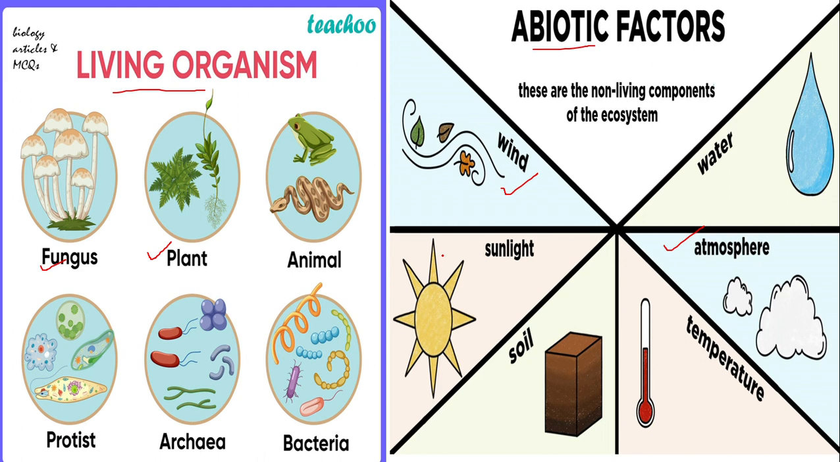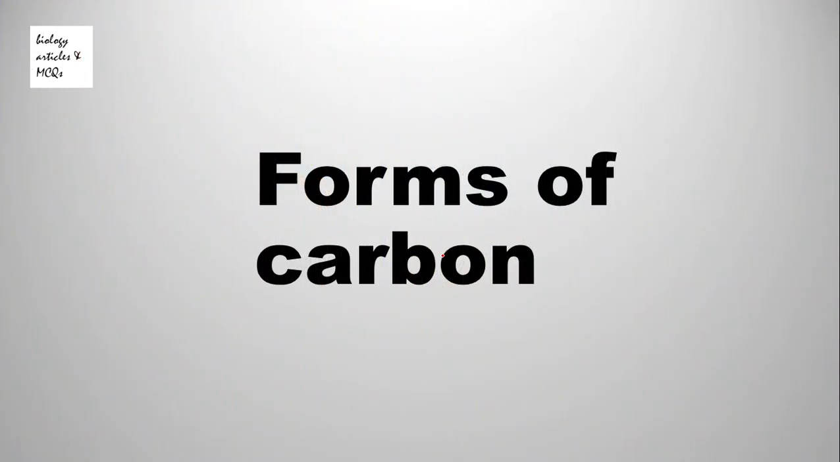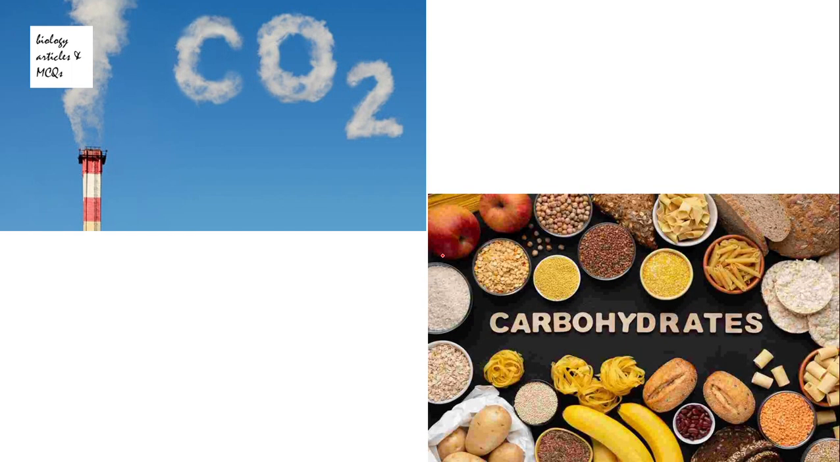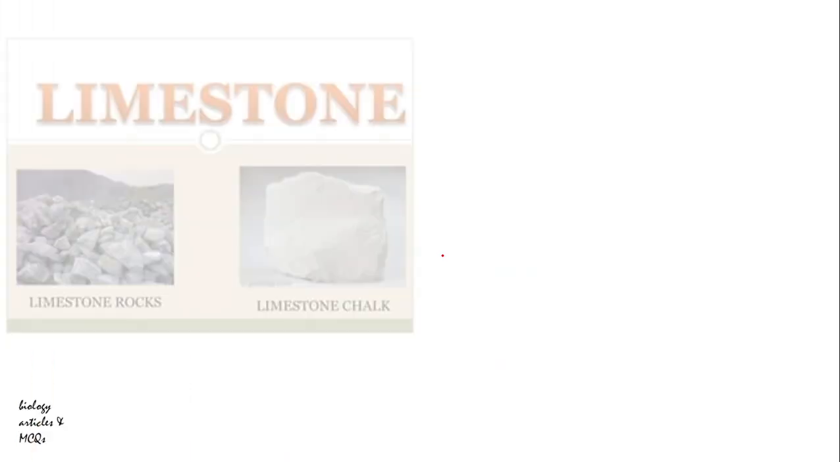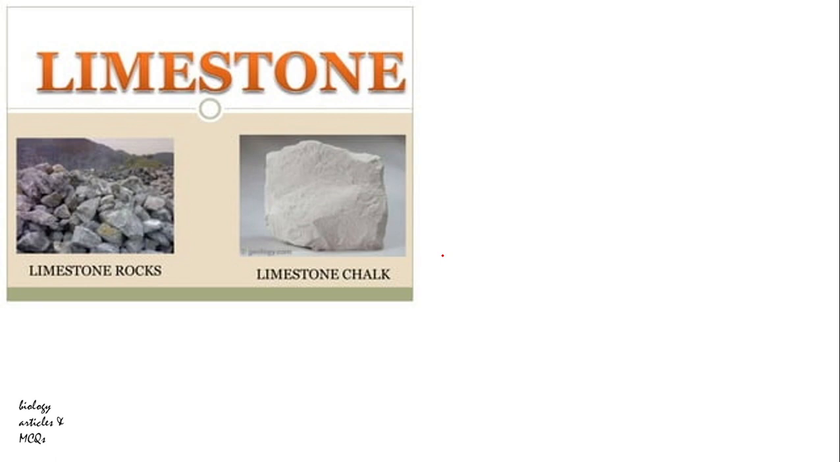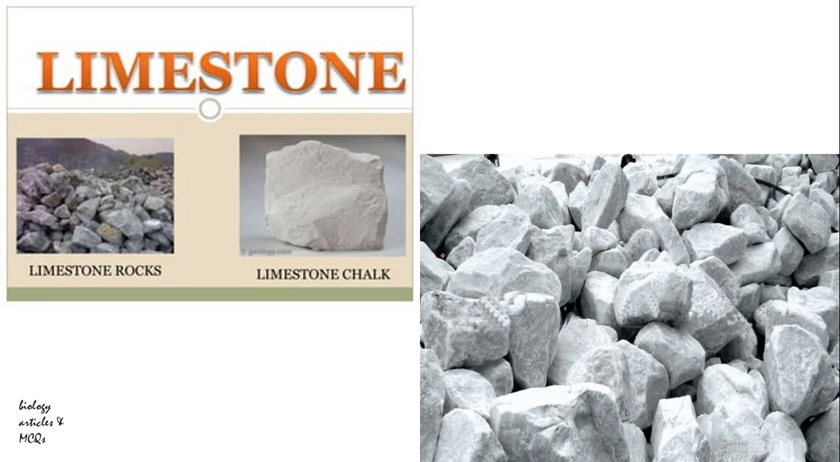But before starting the carbon cycle, we will discuss the different forms of carbon because the carbon is present, you know, in different forms in different organisms. For example, the carbon is present in the form of carbon dioxide in air, but in the living organism, it is present in the form of carbohydrates. And if we talk about the seas and oceans, it is present in the form of limestone or calcium carbonate. So these are the different forms of carbon.